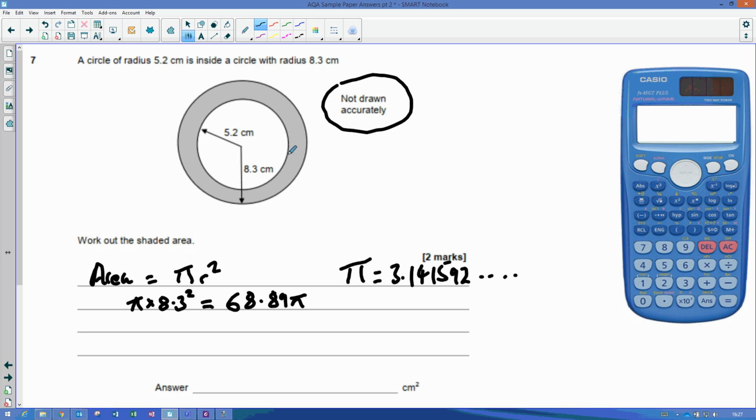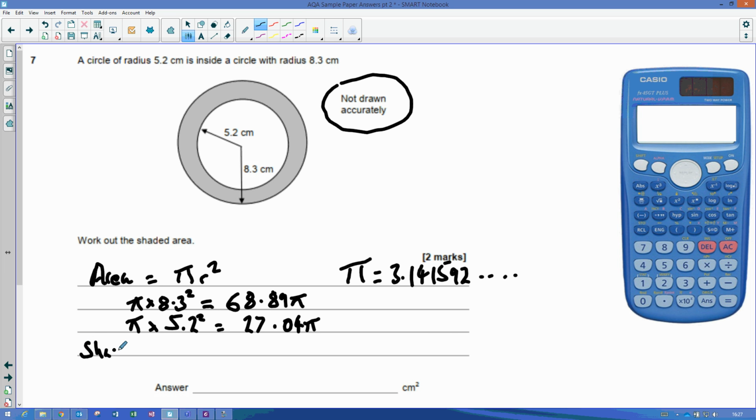I'm now going to work out the area of the inside circle, and that's very similar. Pi times 5.2 squared, and if I type that all into my calculator, I get an answer of 27.04 pi.